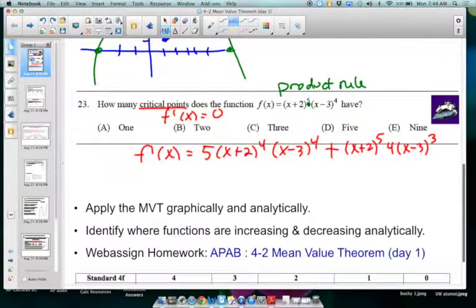And now, really, we've done the calculus. We gotta do some algebra though, to see how many. What do you think it is? 1, 2, 3, 4, 5, or 9?